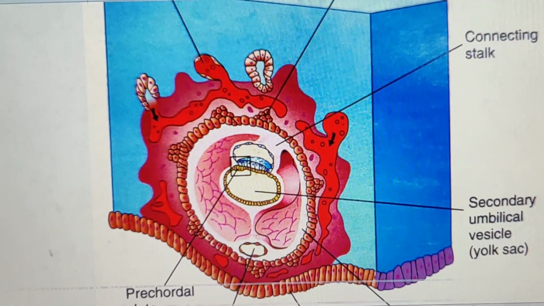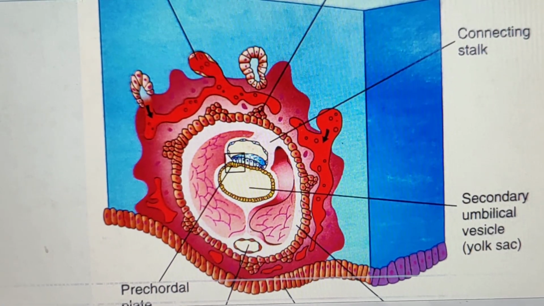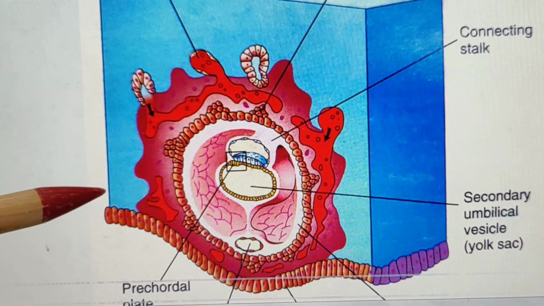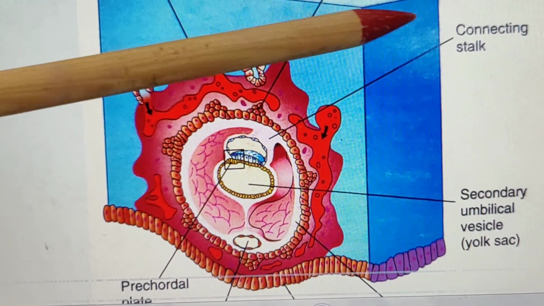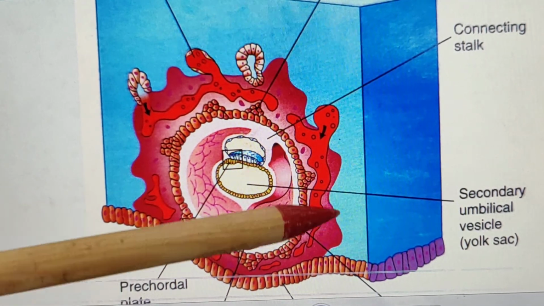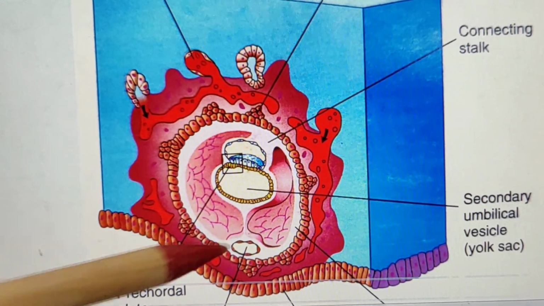Now, in this diagram, this chart, we see this blue structure. It is the decidua, endometrium, and this is the blastocyst.